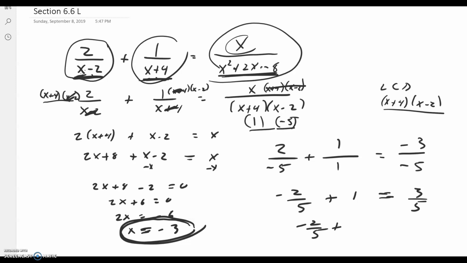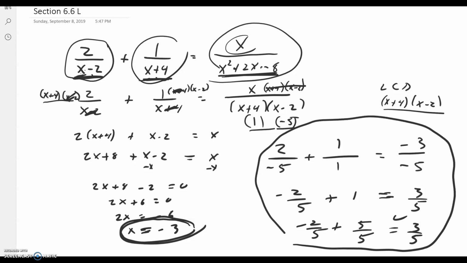Negative 2/5. 1 can be thought of as 5/5. It does equal 3/5 because negative 2 plus 5 is 3. This kind of checking is optional and very few people do it. Most students seem to think it's easier just to be really careful with the work and make sure you don't make any errors than it is to try to do all this fraction work. But on these problems in section 6.6, you have to check to see if this solution makes any of the denominators 0. If it does, then you put no solution. Since this didn't, this is the solution.